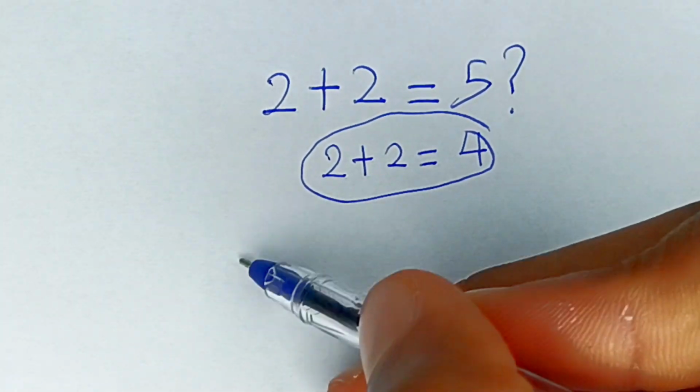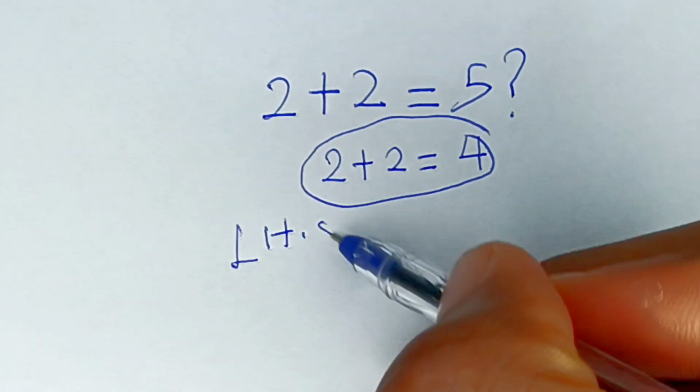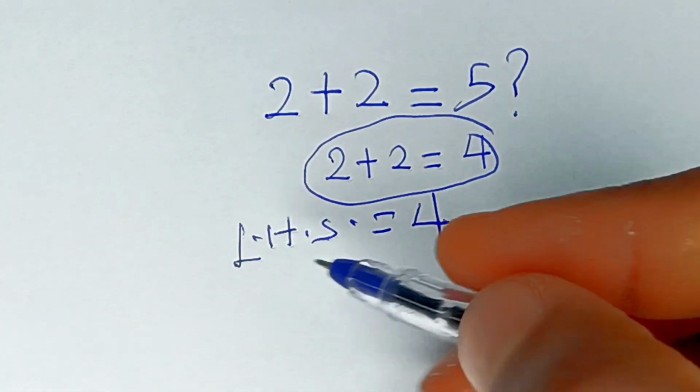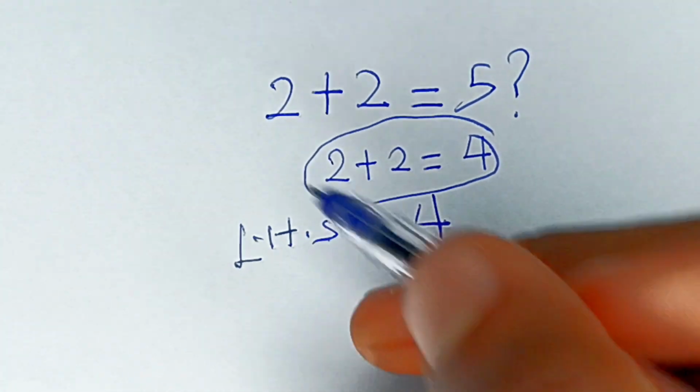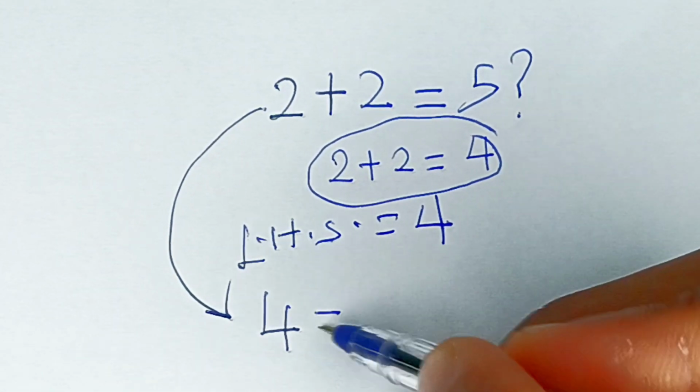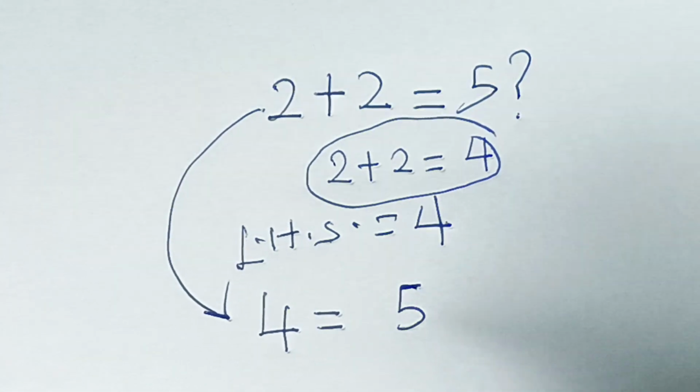4. So we can say that the LHS, or the left hand side, is equal to 4. Okay, this is a given. Alright. Now what we are also required to prove from here is that 4 is equal to 5. Alright. Okay.